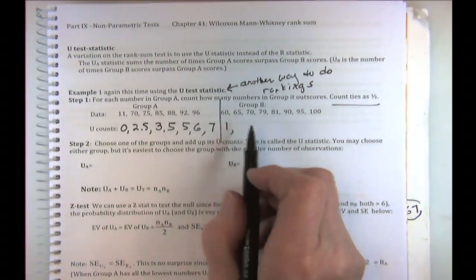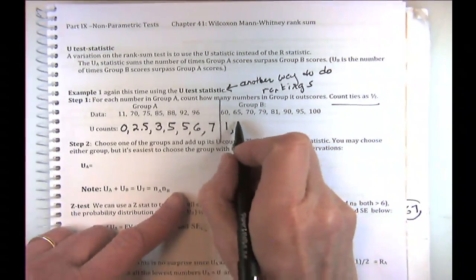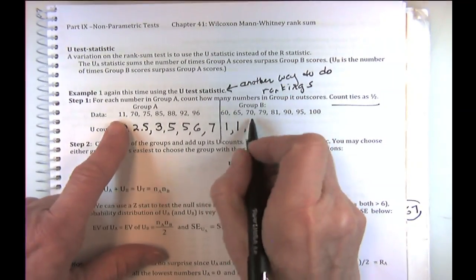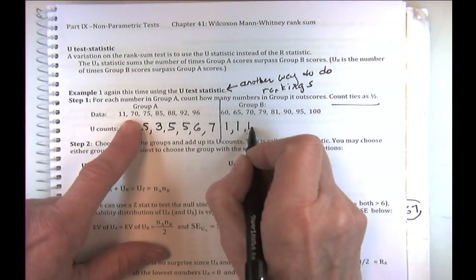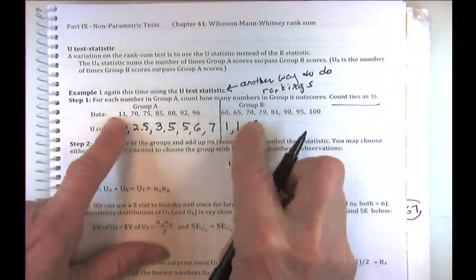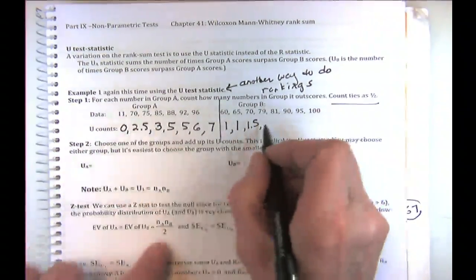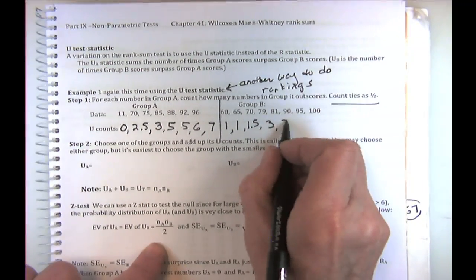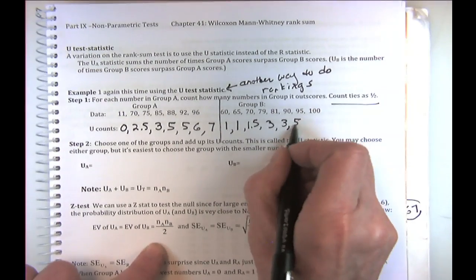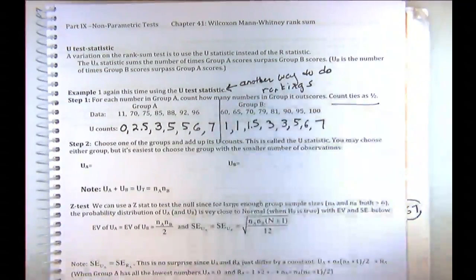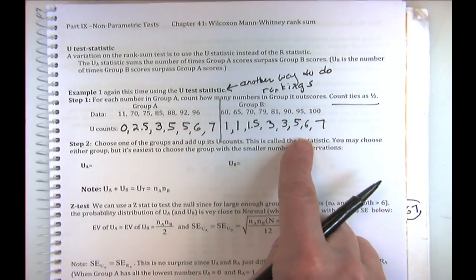Okay, so let's just make sure you got what I got. So I got a 1 here, 65 beats 1. 70 beats, I got 1.5 because of the tie. 7 beats 11, but it's tied here. Then 79 is 1, 3. And then 3, 5, 6, and 100 beat all 7 of them. So did you all get that? Okay.